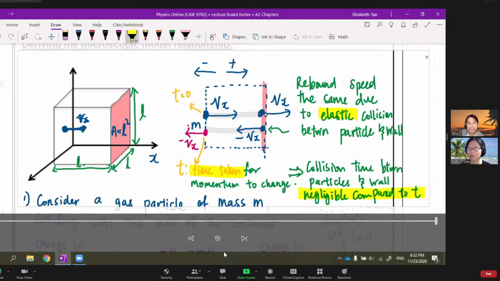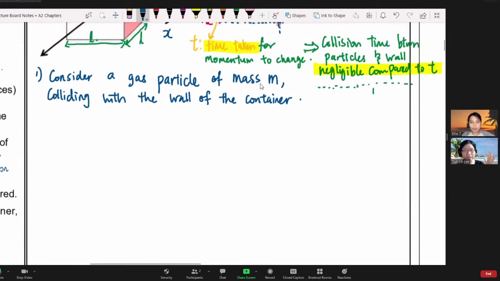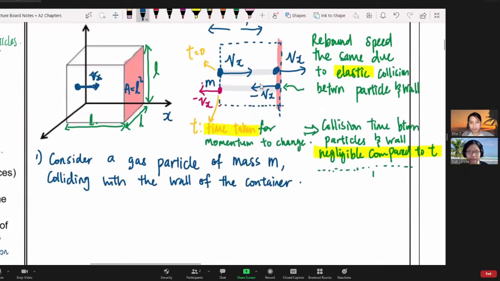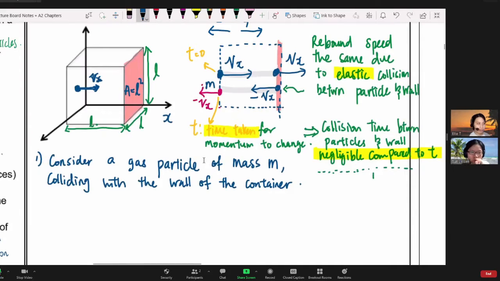We collide, the momentum changes from mvx to negative mvx, meaning your total change is 2mvx. To find the force, we are going to take this 2mvx divided by the time taken. All right, so as mentioned just now, when the gas particle collides with the wall and it rebounds, we are considering this gas particle and we assume that it has a mass m.